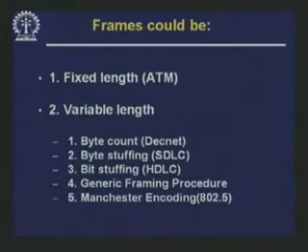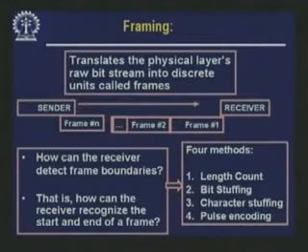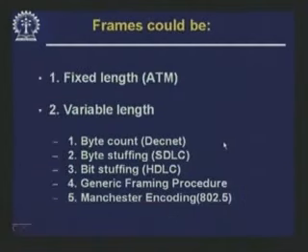Now, let us look at the specific issue of framing. It translates the physical layer's raw bit stream into discrete units called frames. The sender is sending and the receiver is receiving. The sender has sent frame 1, frame 2 to frame n. So, you see n frames are in transit going from the sender to the receiver. Now, how can the receiver detect the frame boundaries? That is, how can the receiver recognize the start and end of a frame? There are 4 methods: length count, bit stuffing, character or byte stuffing, or pulse encoding. We will look at some of these now.